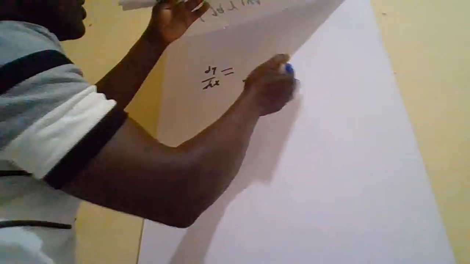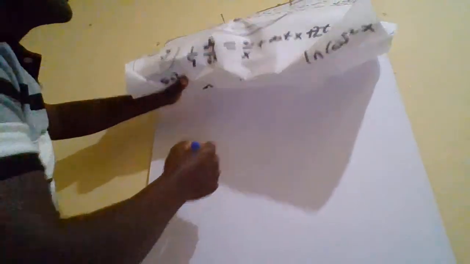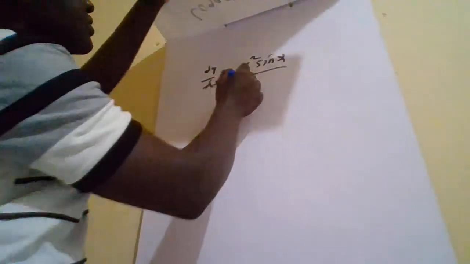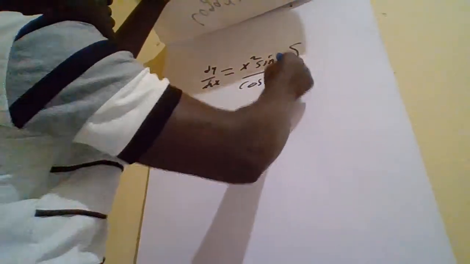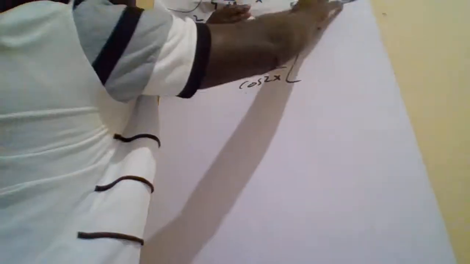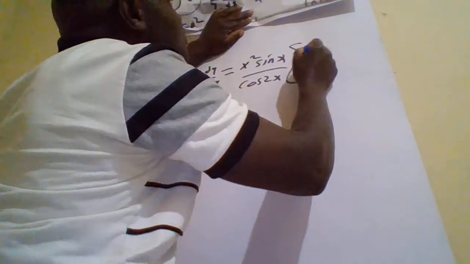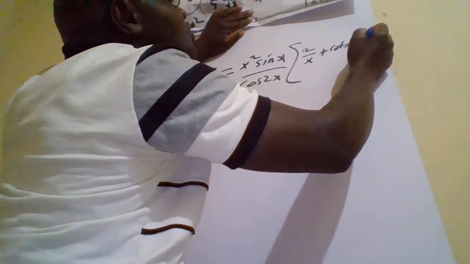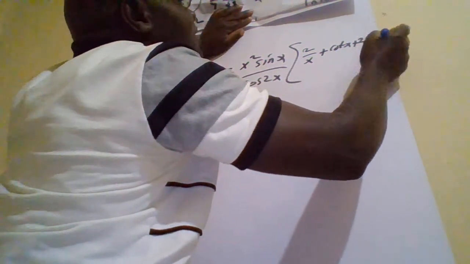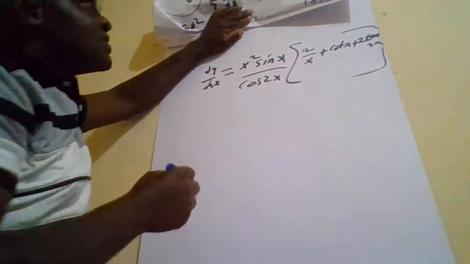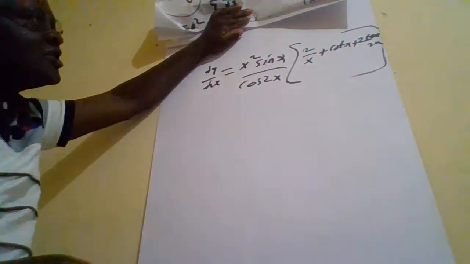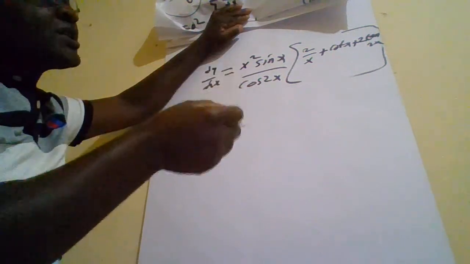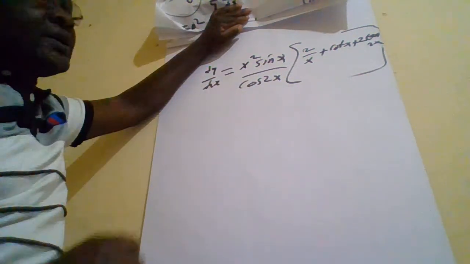So we can have x squared sin x over cos 2x, into 2 over x plus cot x plus 2 tan 2x. That is it. dy dx equals x squared sin x over cos 2x into 2 over x plus cot x plus 2 tan 2x. Thank you.